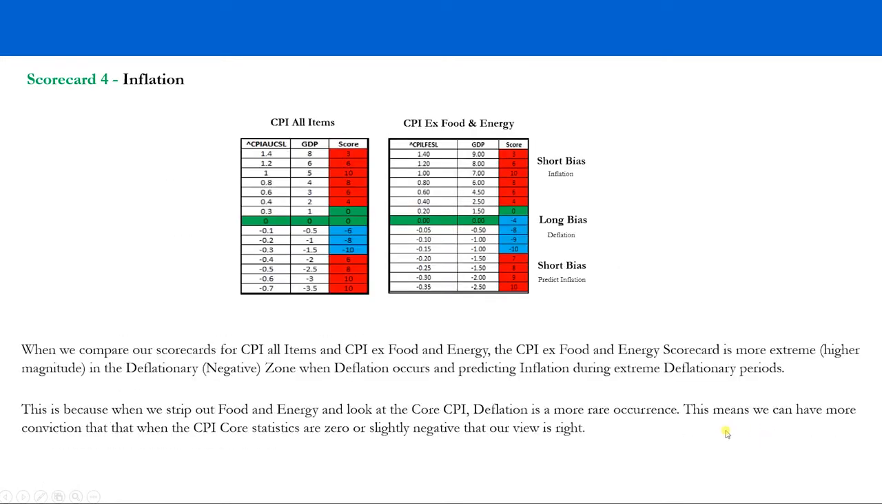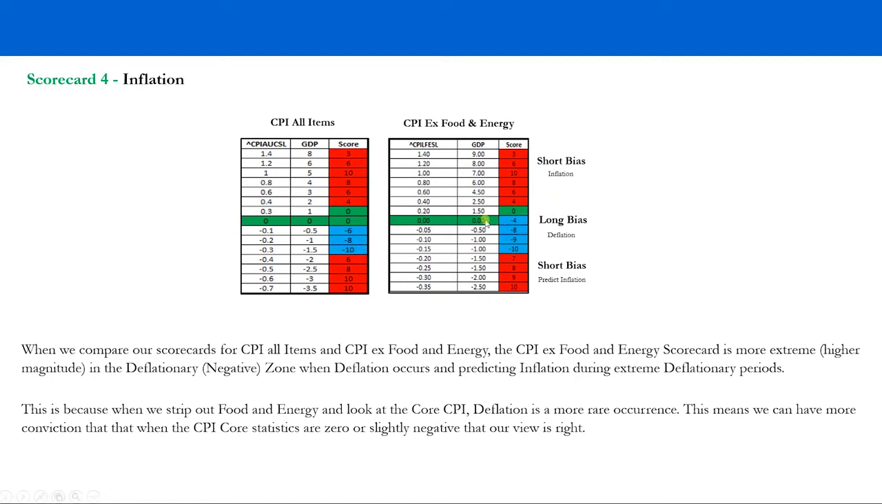Now, what we can do is we can start comparing the CPI ex food and energy numbers with the CPI all items, so including food and energy numbers. And what we find is on our scorecards, when we compare them, that the ex food and energy scorecard is more extreme or higher in magnitude in the deflationary or negative zone. So when deflation occurs, we can see that the numbers here are higher in magnitude than the numbers here when we look at the scorecard for CPI all items, including food and energy.